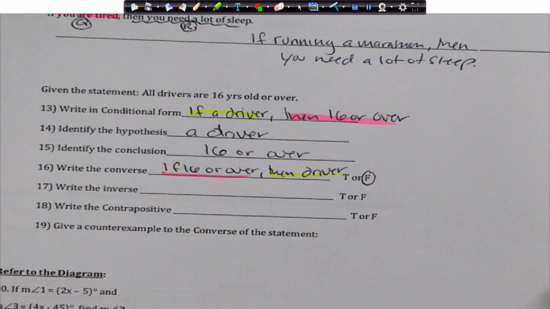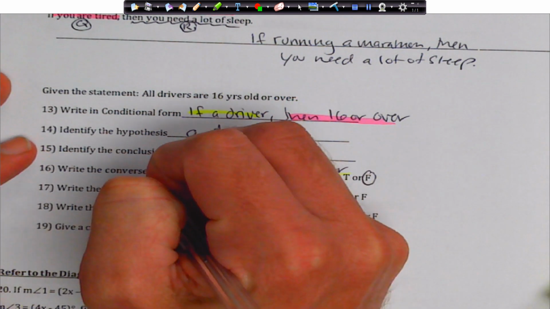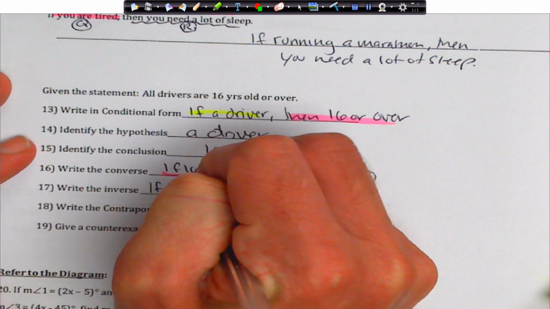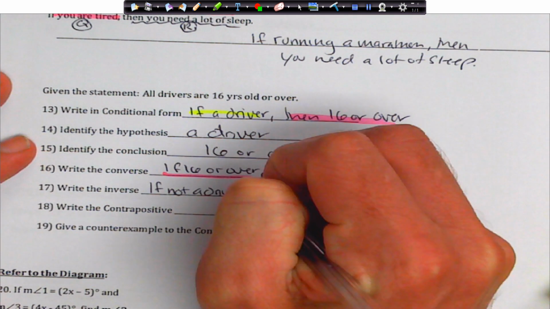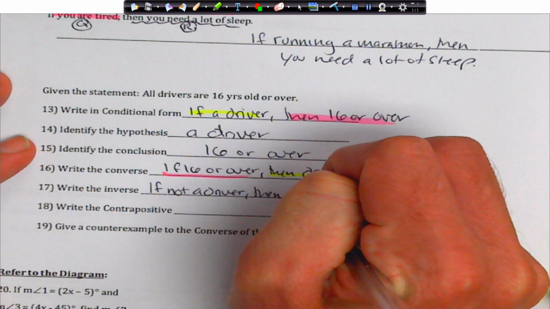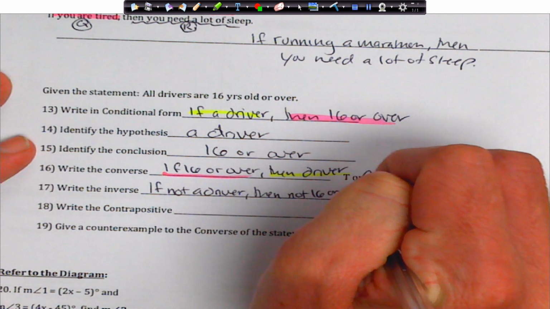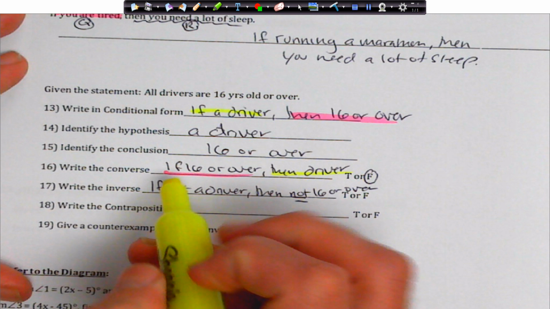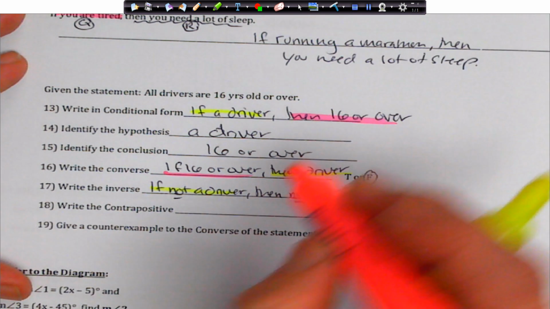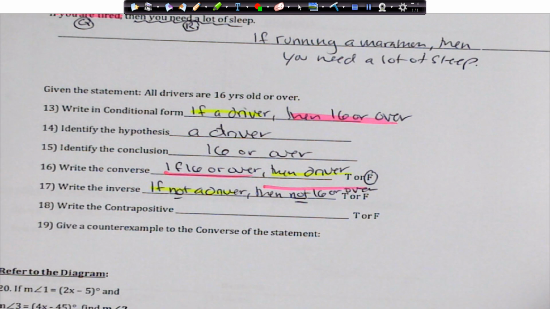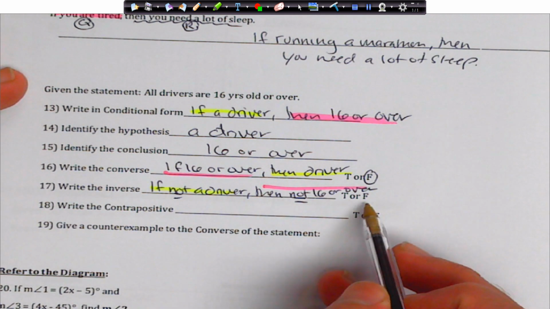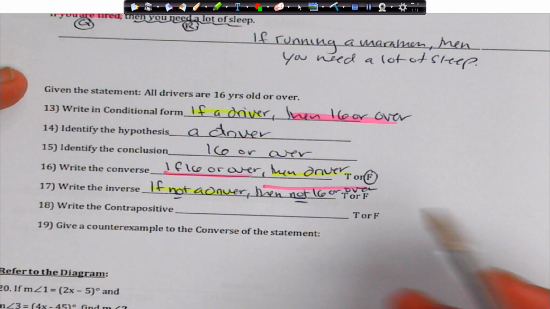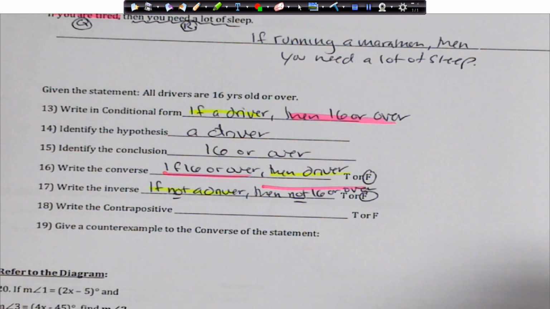Alright, so for the inverse, we don't flip them, so we'll just say if not a driver, then not 16 or over. So the key is that we have the word not in here, but the order remains the same. Okay? So is this true? If you're not a driver, then you're not over 16. And that's not true. Again, you could be 18 and not drive.